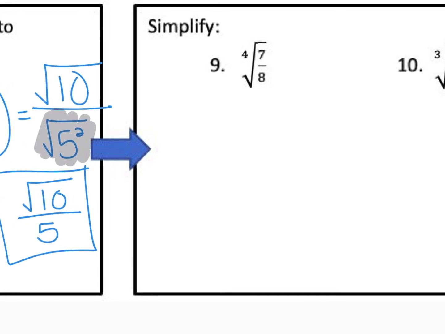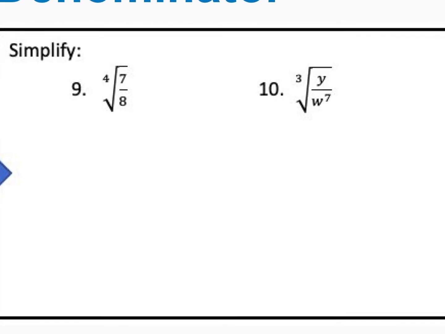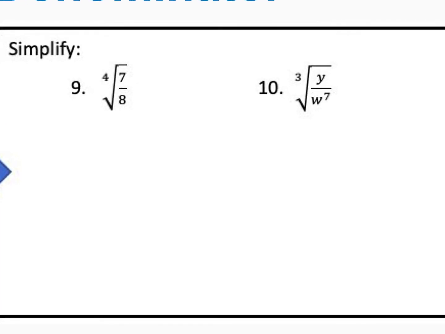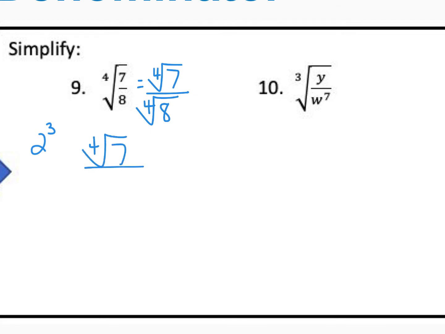But how does that work when we're dealing with fourth roots or cube roots like you see on your screen? I begin the same way by making this the fourth root of 7 over the fourth root of 8. Now, 8 is equivalent to 2 to the third power, okay? So you could do a factor tree if you need to. So I've got the fourth root of 7 over the fourth root of 2 to the third.